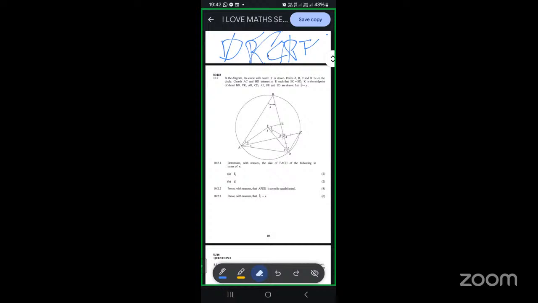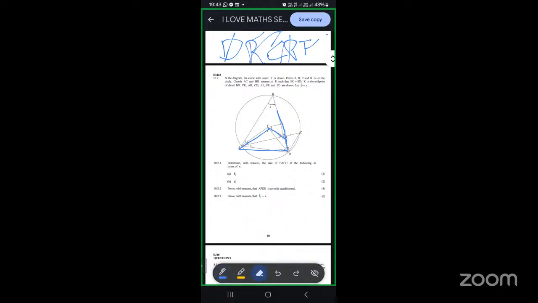Now we know that this is a cyclic quad. There is a line extended there. Then there's this theorem: if this is a cyclic quad, this is equal to that, reason being exterior angle of a cyclic quad is equal to interior opposite angle. Do you guys agree to this theorem? Yes, sir. Okay, thank you, guys.